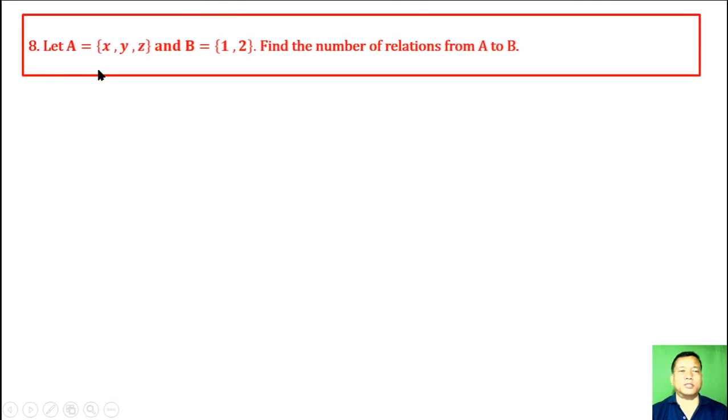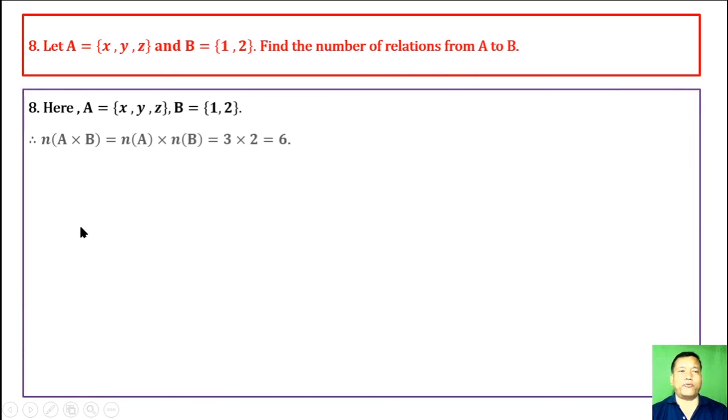Question 8. Let A consist of x, y, z and B consist of 1, 2. Find the number of relations from A to B. We have to find out the number of relations from A to B. Firstly, we have to find the number of elements in A cross B. That is n of A times n of B, which is equal to 3 into 2, that is 6. Therefore, the number of relations from A to B is the number of subsets of A cross B, that is 2 power n of A cross B, that is 2 power 6.